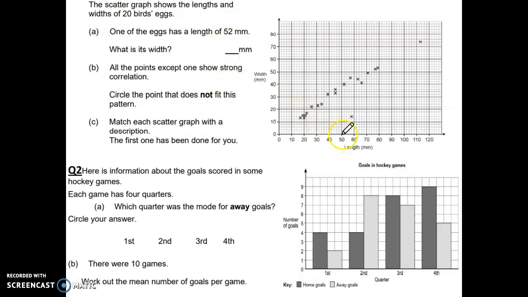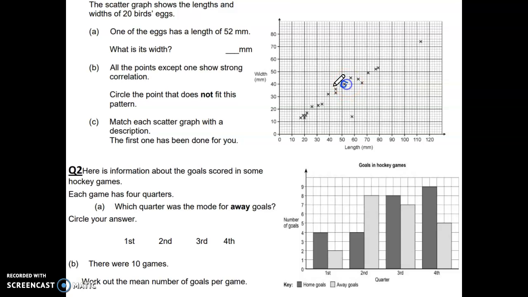So 52, that's going up in 5 gaps there. So 52 would be on there. Right, here you go. It's that one there, isn't it? So it's going to be 40 millimeters.